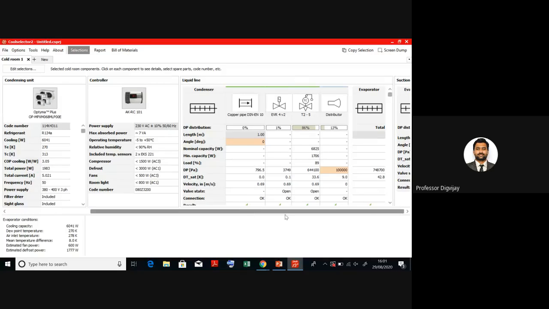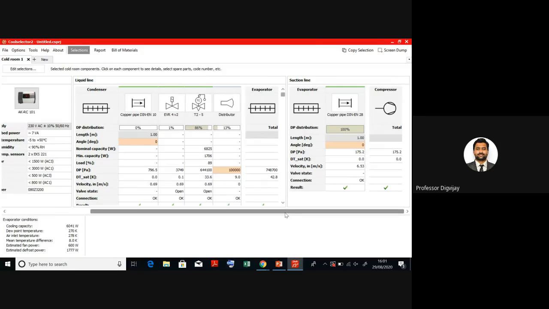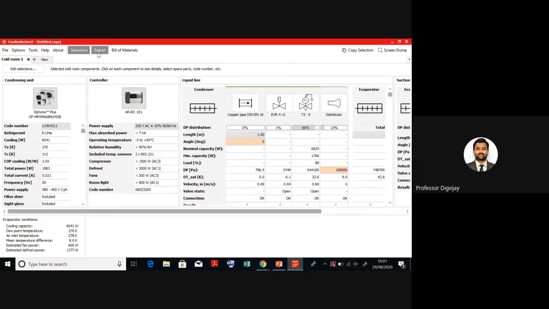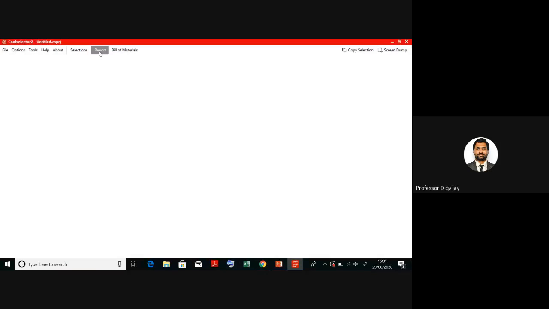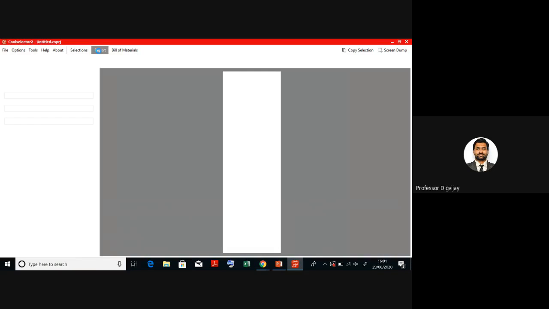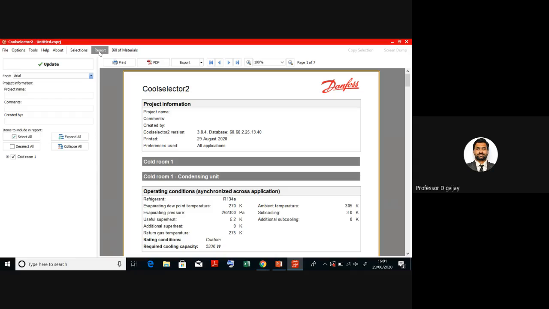Okay, so all these components are there on my screen. It has given some specifications. So I will go for this report. It will give me some report in the form of PDF. Okay, so this report is here in front of us. We'll see what they have given in this case.